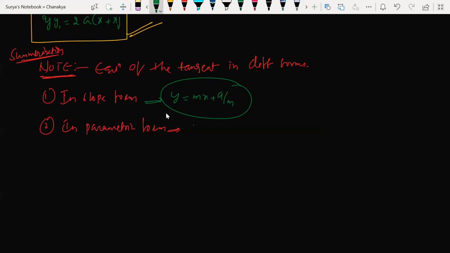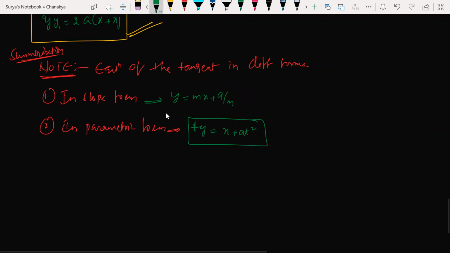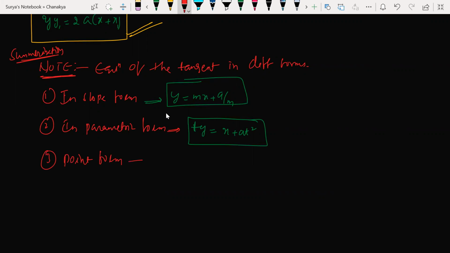Ty is equal to x plus a t squared. Okay, this is my parametric form tangent equation. Next, point form. In point form, what is my tangent equation going to be? Similarly, just now I wrote yy1 is equal to 2a times (x plus x1).